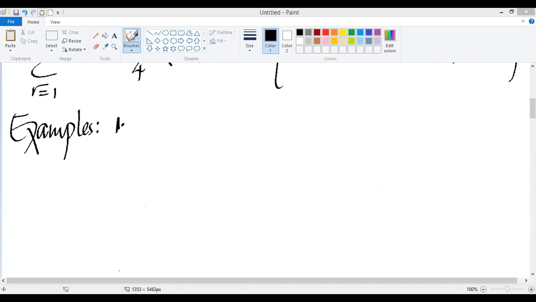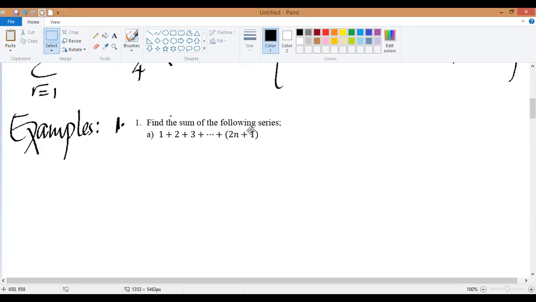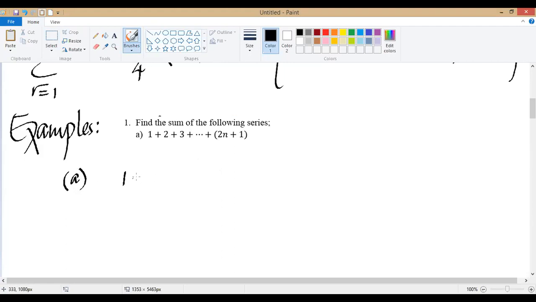The first example is to find the sum of any terms of a certain series below. When you look at that series, it is 1 plus 2 plus 3 plus, and so on, up to the nth term, which is 2n plus 1.